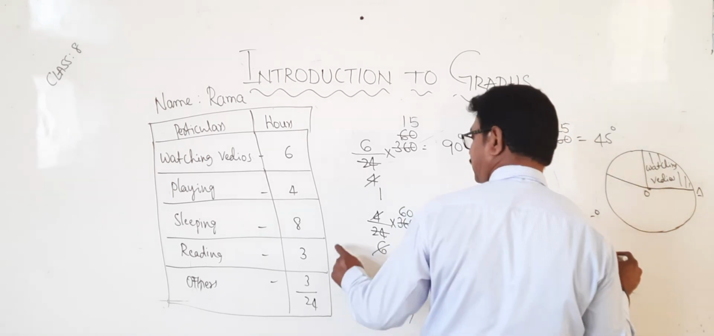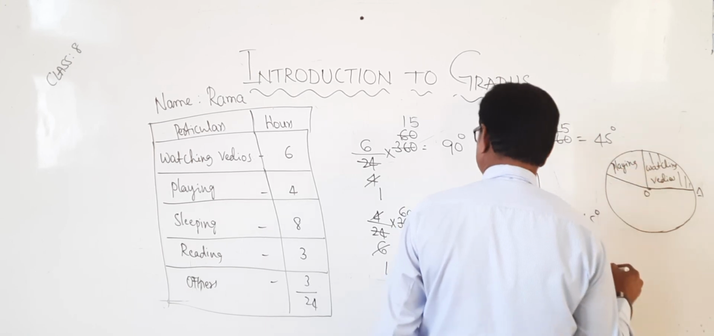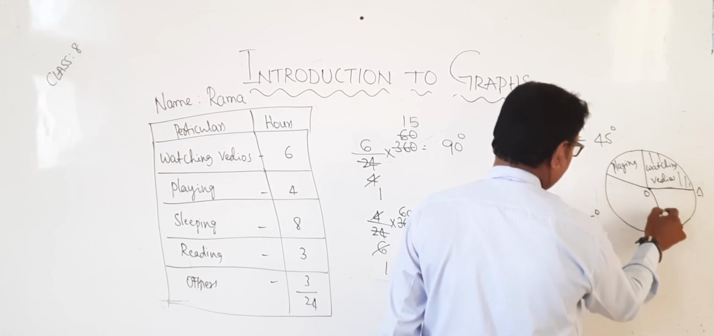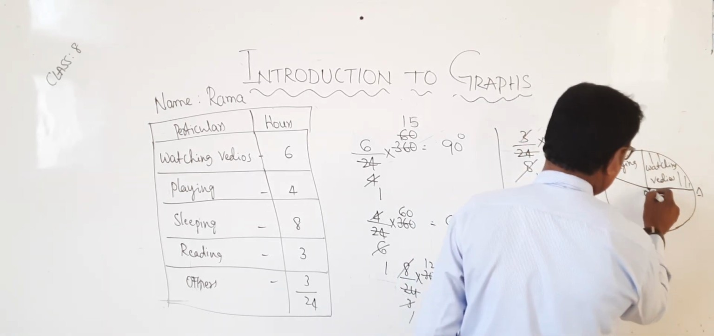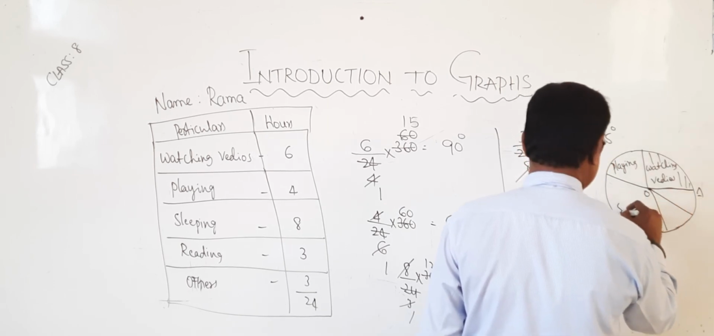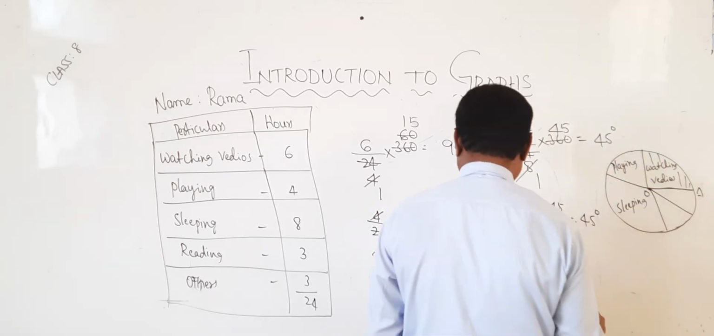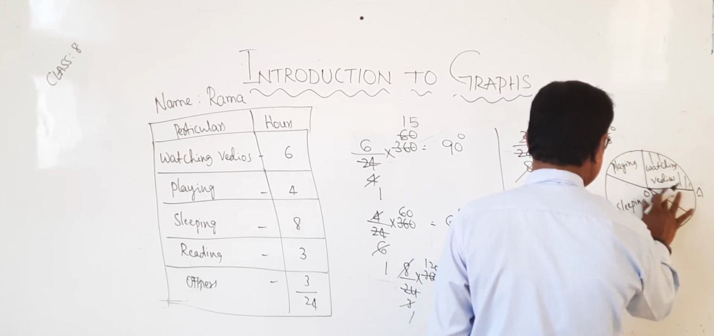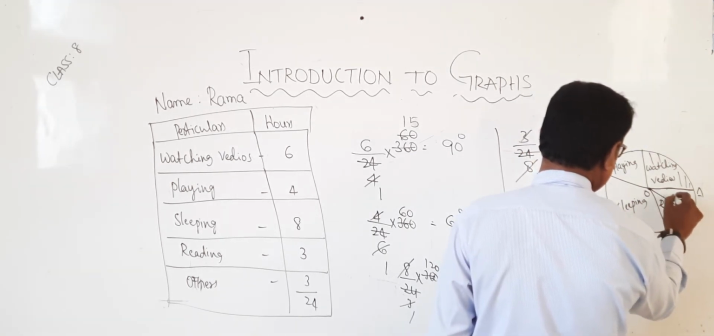What does 60 degrees mean? Playing. Again 120 degrees. So this is 90, like this. Okay? What does 120 degrees mean? Here it is 90 degrees, both 45, 45. 90 is nothing but sleeping. Okay? Sleeping. Next, playing is over, reading, and others.